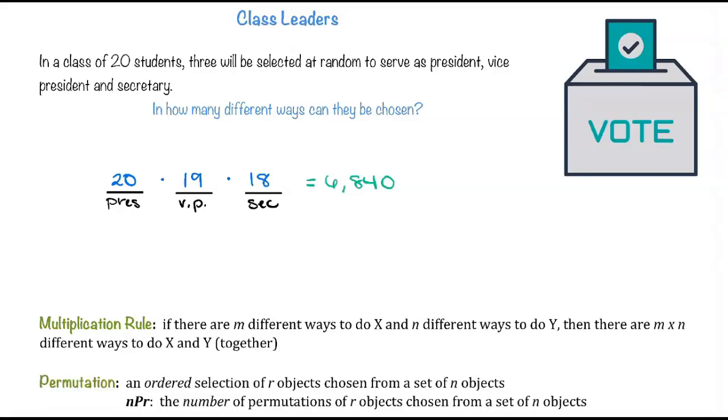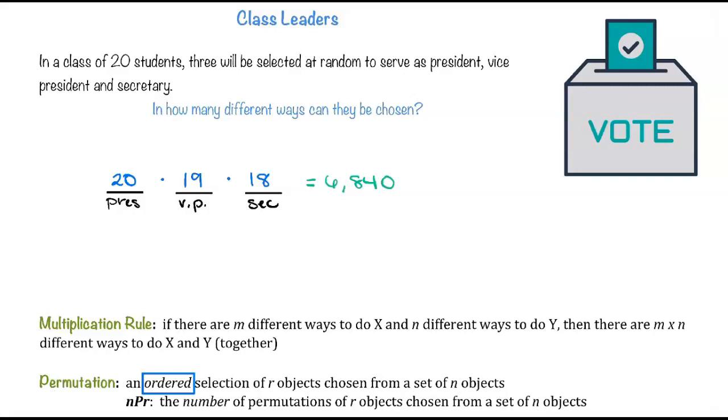A permutation is an ordered selection of a certain number of objects chosen from a set. We typically use the notation nPr, where n is the number of objects to choose from and r is the number that we are selecting. A key word here is the word ordered. Order matters in this situation. If we chose the same 3 students but in a different order, then that's a different president and a different vice president and a different secretary.